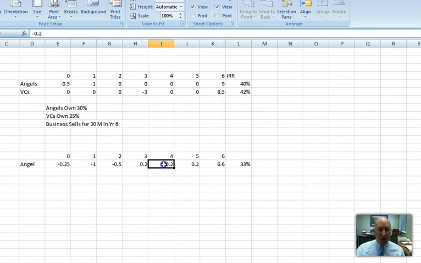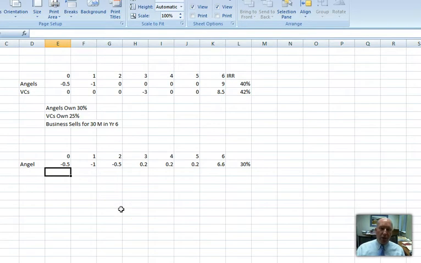If I went back and changed this to a positive, got rid of the negative, and just went back and changed that back to the minus $500,000, you'll see that 35% go down quite a bit. Again, shows the time power of money.